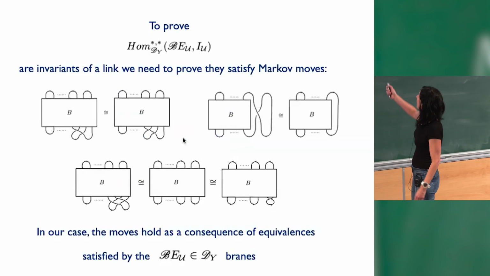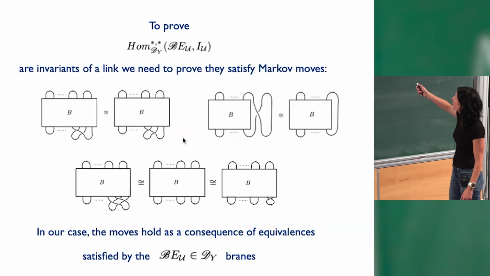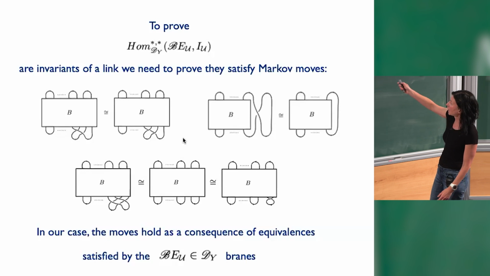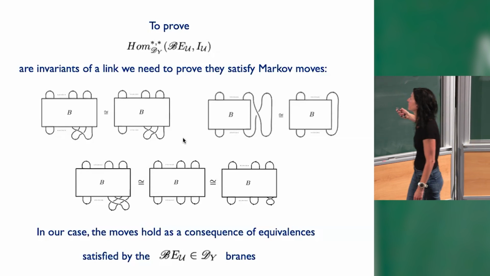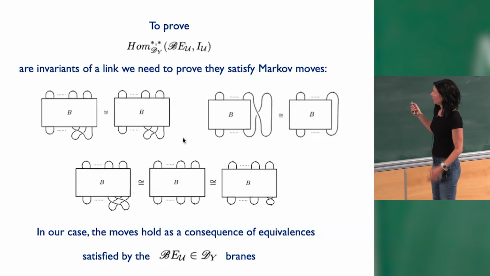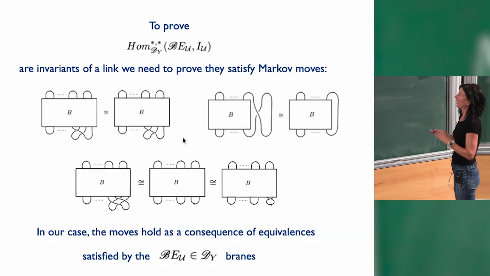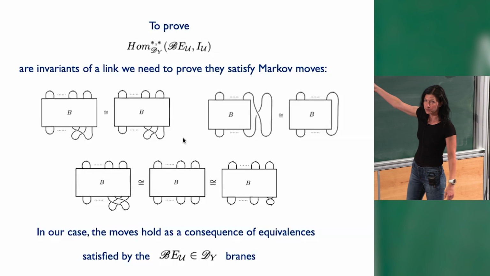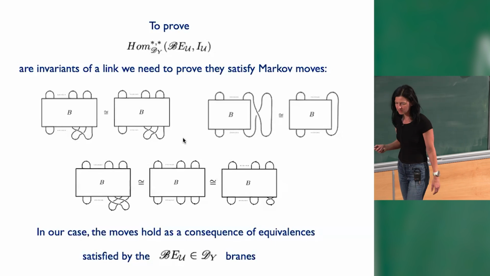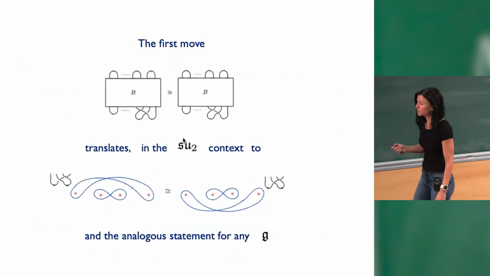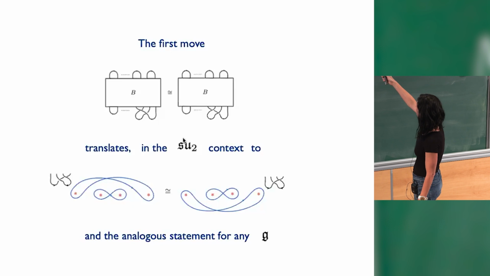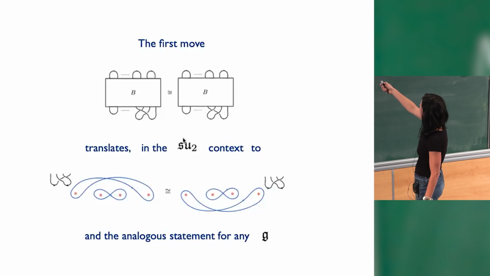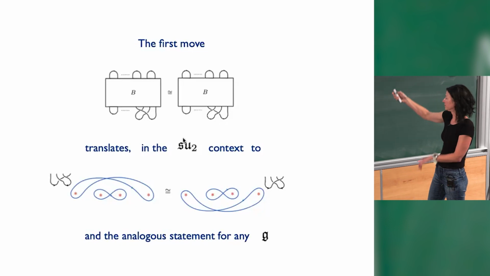So to prove these Hom spaces give you link invariants, you need to prove that they satisfy Markov-type moves. In our case, all those moves hold as a consequence of equivalences satisfied by these braided figure-8 branes. So the first move translates in the SU2 context to something like this, that you can just pass one figure-8 through another, and there's an analogous statement for any G.